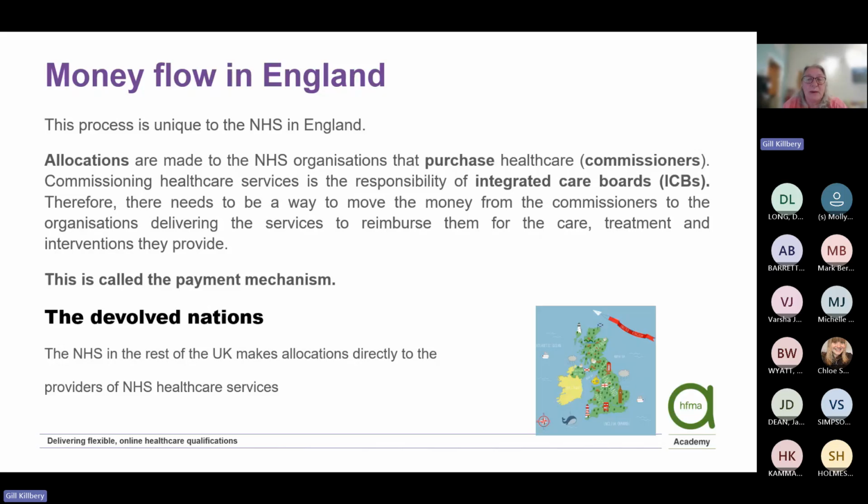I said we won't be talking about devolved nations today. That's for you to do the research and to join in the next sessions we've got. The size of the devolved nations makes their systems much simpler than England. They can be simpler because they have fewer organisations to deal with and fewer people.